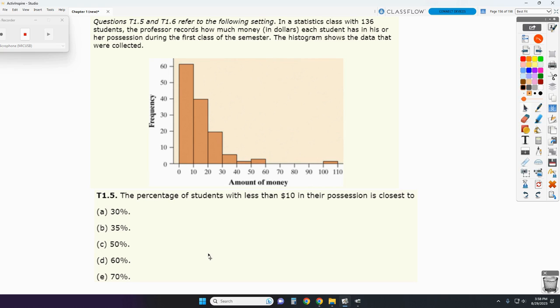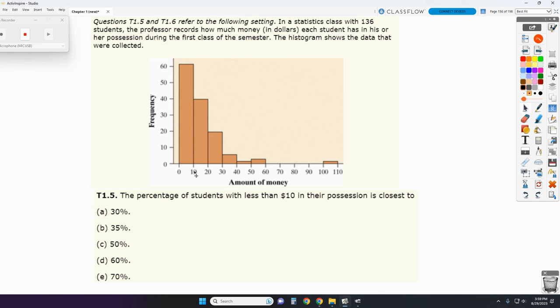All right, 5 and 6 are going to use this histogram. And it says, in a statistics class with 136 students, the professor records how much money in dollars each student has in his or her possession during the first class of the semester. The histogram shows the data that were collected. So you can see more than enough people had less than $10 in their pocket. Now, that may be $0, but it's all the way up to, but not including $10.